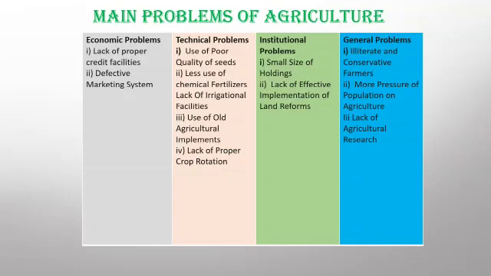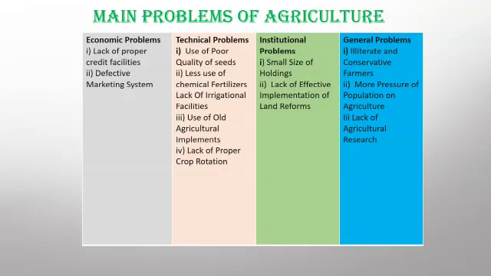The main problems of Indian agriculture are economic problems, technical problems, institutional problems, and general problems. First, we'll take economic problems. Among economic problems, the first one is lack of proper credit facilities. Now, what is the meaning of credit facilities? We all know that farmers require money to buy the seeds and other things.